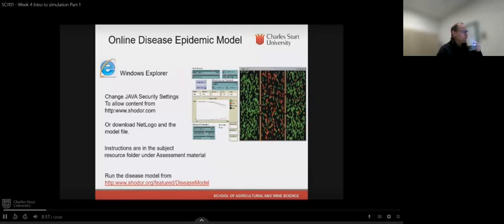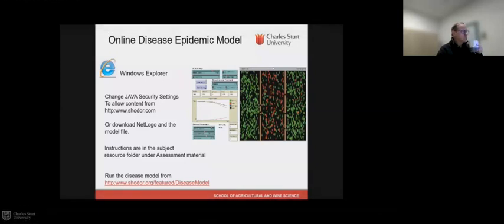So who has gone ahead and read anything about this disease model? You mucked around with it for a little bit. You're using a PC, I notice, so you're able to run it. Did you run it online or did you download? I ran it online. You ran it online. Okay.